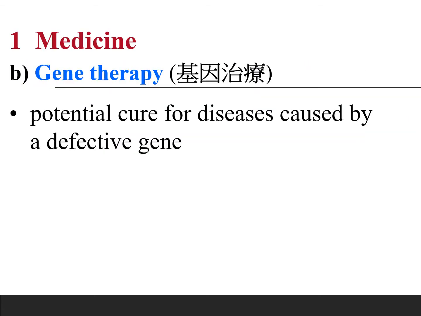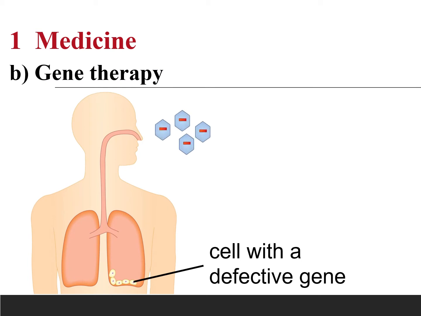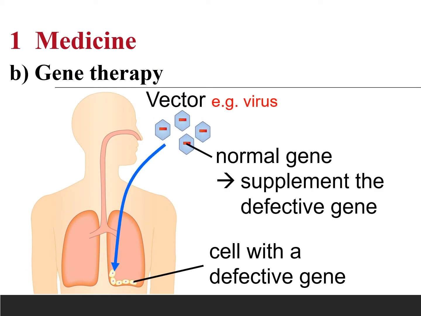In the medicine aspect, besides making insulin, gene therapy, 基因治療, is also a very well-known use of recombinant DNA technology. Gene therapy is a potential cure for disease caused by a defective gene, 有缺陷嘅基因. For patients who have genetic disease, they might have cells with some defective genes, such as defective genes that produce a malfunctioned protein. The function of the protein is gone or the protein does not work as before.